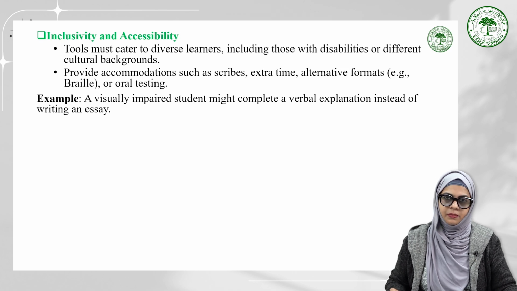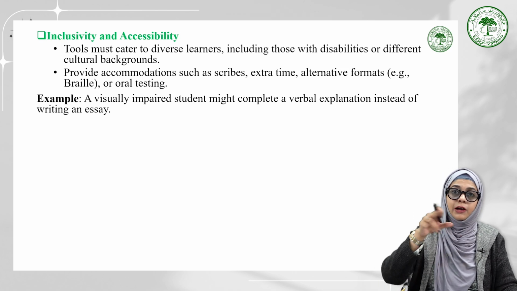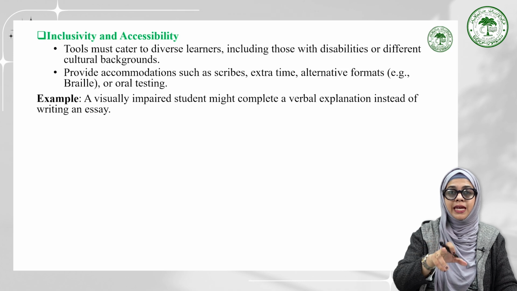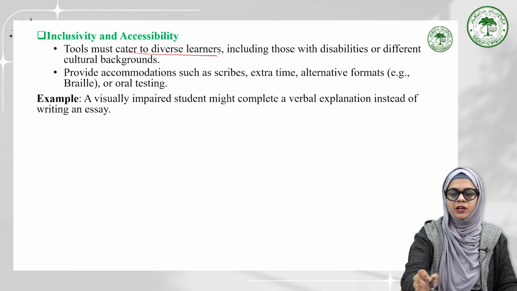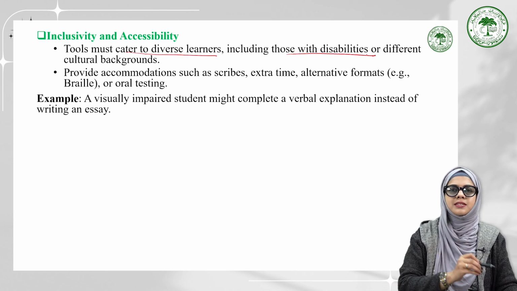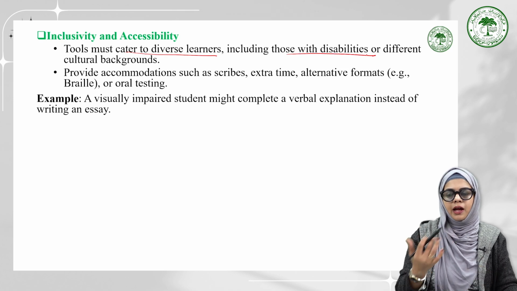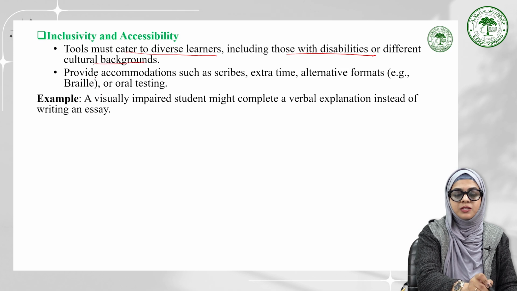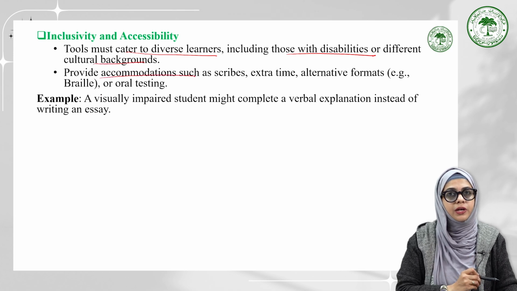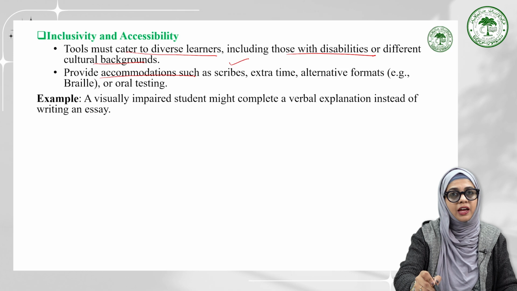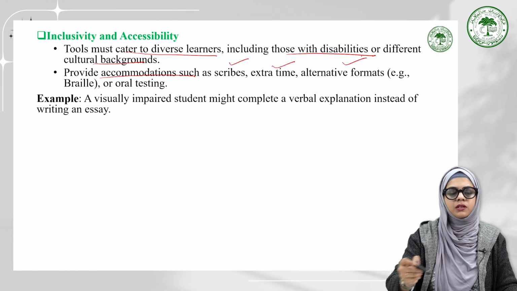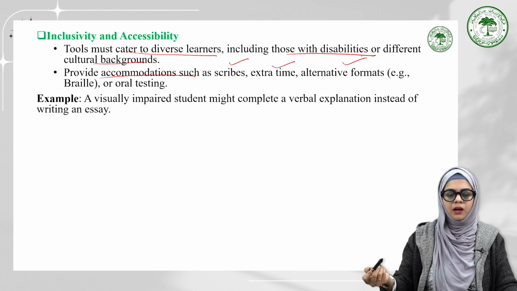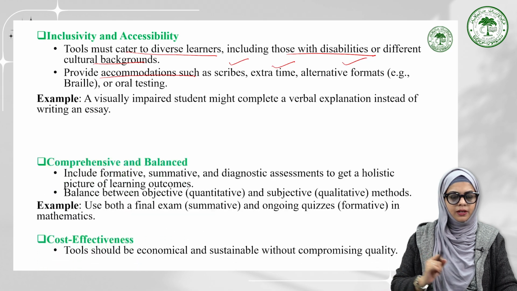Inclusivity and accessibility. Even in the evaluation process, you cannot ignore the diverse learners. You have to cater to the diverse learners, which also includes the disabled or the differently abled and students coming from different cultural backgrounds. So you should provide special accommodations for the visually challenged. We can provide them in the form of scribes, extra time, or alternative formats, for example, braille or oral tests.